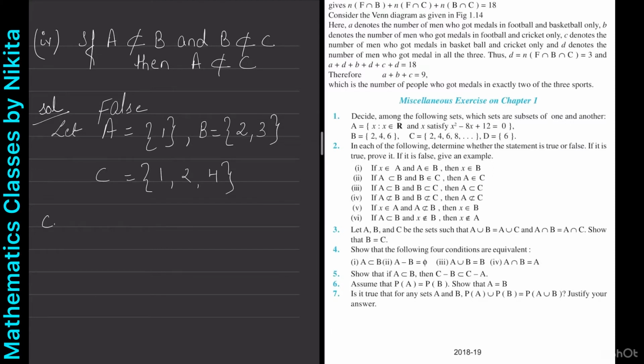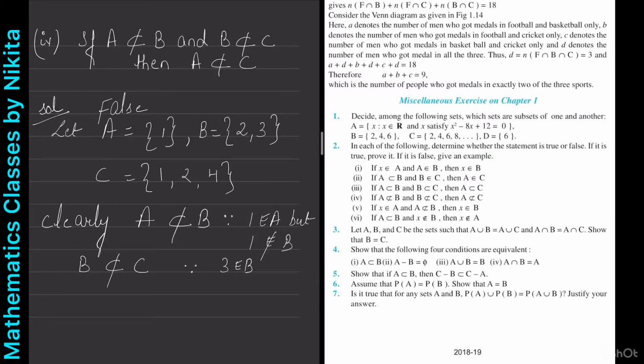So clearly here I can see that A is not a subset of B. Why? Because 1 belongs to A but 1 does not belong to B. Next, B is not a subset of C. Why? Since 3 belongs to B but 3 does not belong to C. But A is a subset of C, because there is only one element in A, which is 1, and 1 is also there in C. So therefore this statement is false.